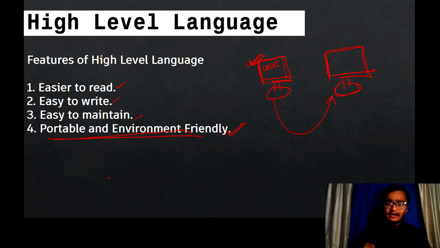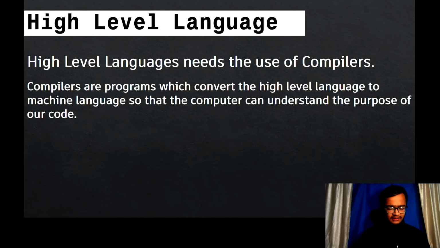Let's repeat. Why are high level languages so famous or popular? Because they are easy to write, easy to maintain, portable and environment friendly. Why easy to read? Because it's written in English. Why easy to write? Because we can understand English. Why easy to maintain? Because we can update our systems, we can bring changes to the code as we can understand it, right? Quite simple, right? So this was the feature of high level languages. So let's move on to the next thing.